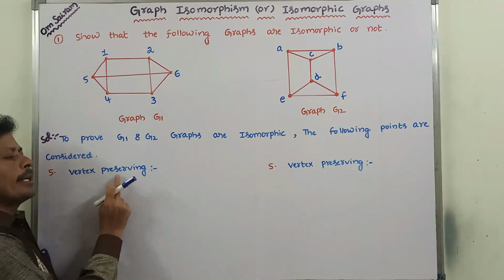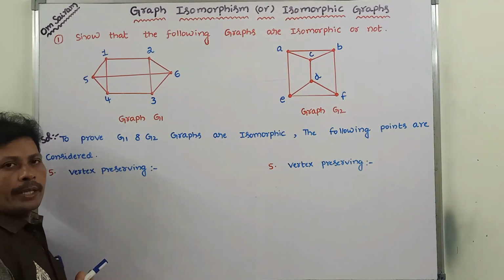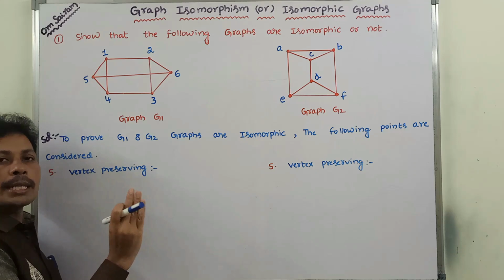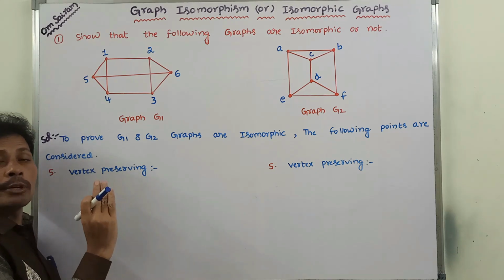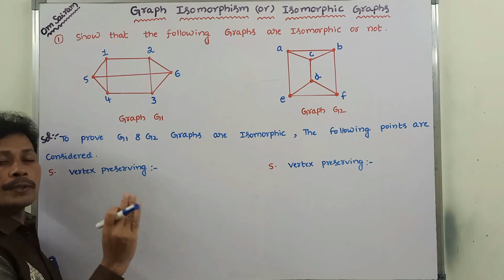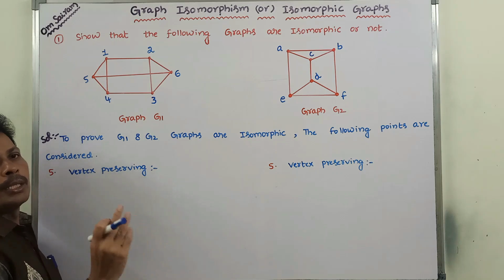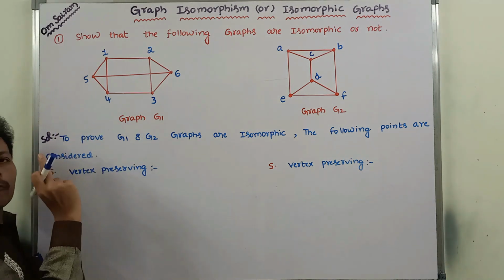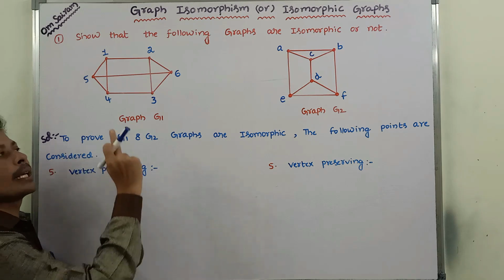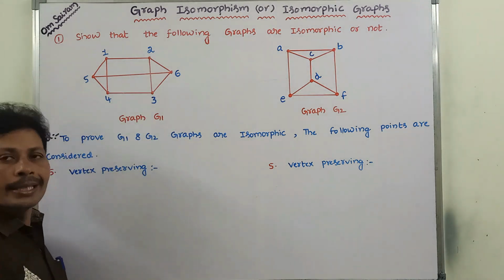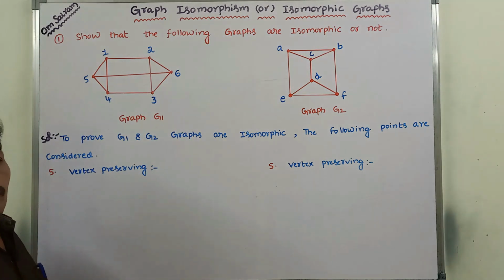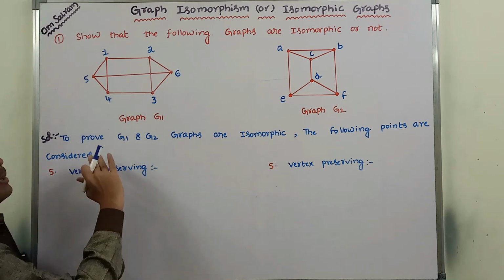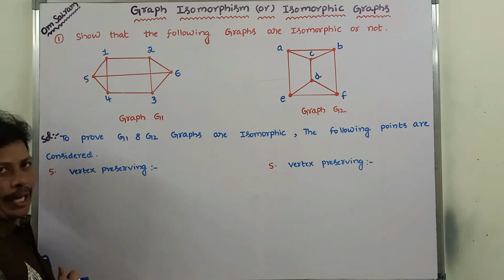The fifth point is vertex preserving. Vertex preserving means one-to-one correspondence between the vertices of graph G1 and G2. That means for every vertex in graph G1, there is a corresponding vertex in graph G2. Okay. How can vertex preserving be done between these two graphs?